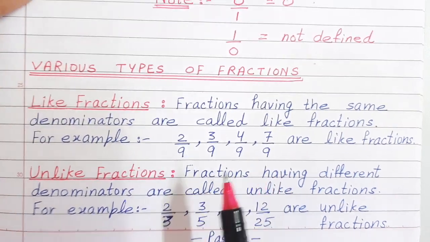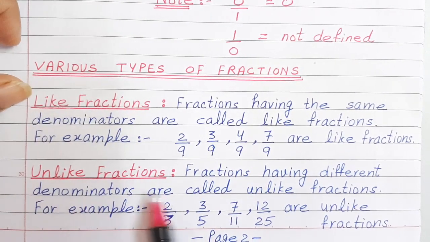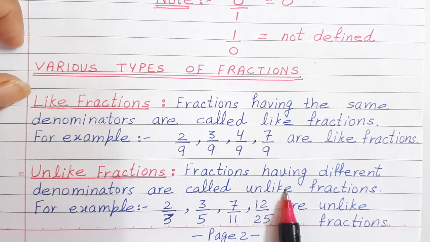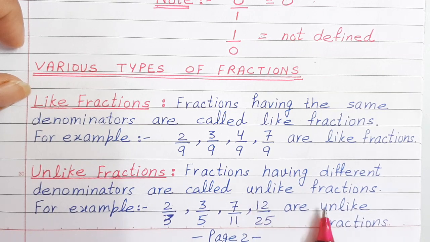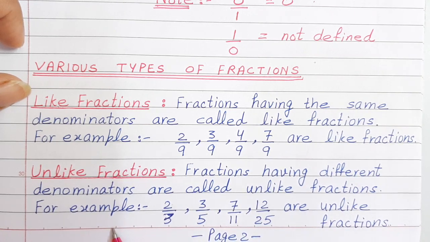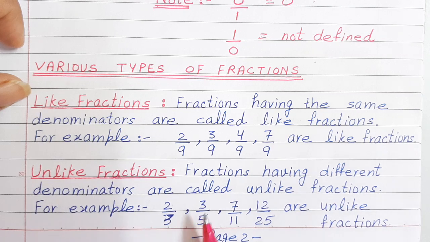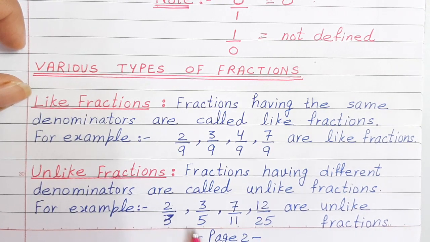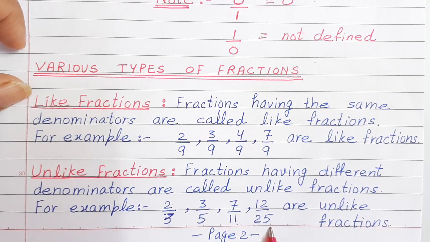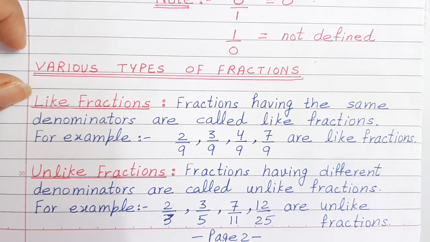Now children, what is an unlike fraction? Fractions having different denominators are called unlike fractions. For example, 2 upon 3, 3 upon 5, 7 upon 11, 12 upon 25. All are unlike fractions. Clear? Why so? Because all the denominators are different from each other. Clear?